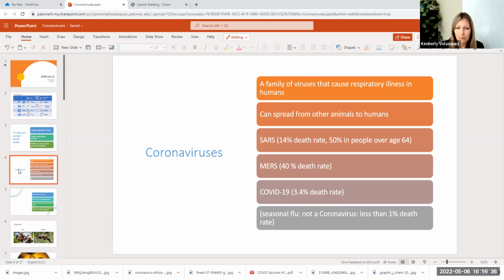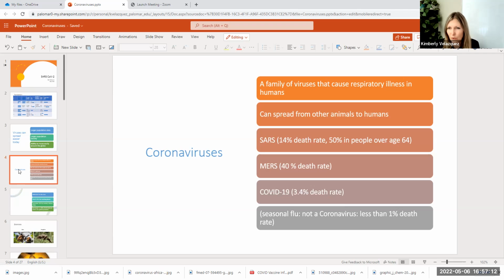MERS stands for Middle East Respiratory Syndrome, and this had a very high death rate. Fortunately, it didn't spread very far. There were some cases in the United States. Only about 880 people total died from this, but it was a very big concern because here we are now with another coronavirus. The COVID-19 death rate right now globally combined is 3.4%.